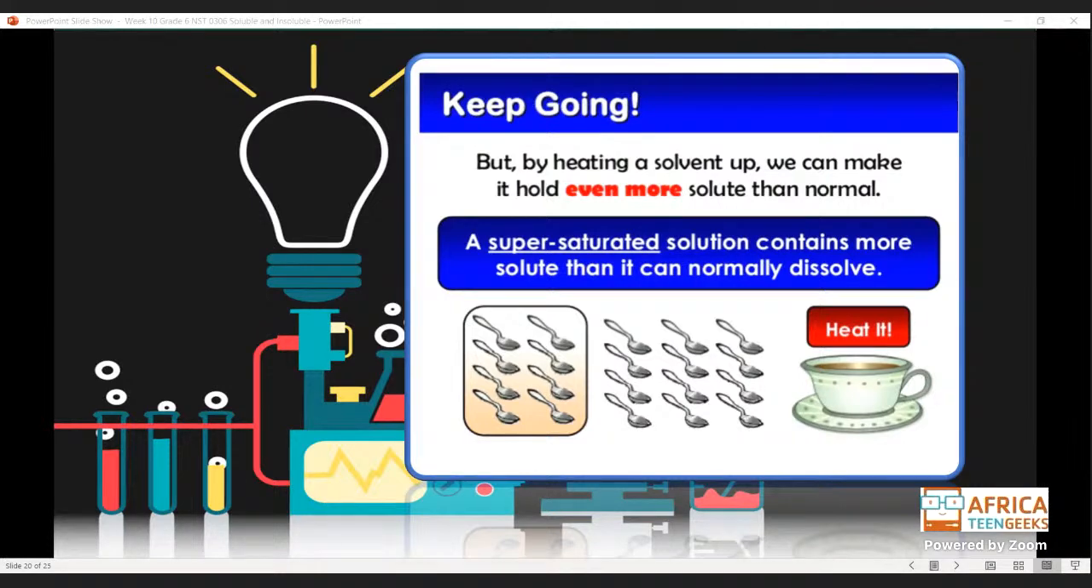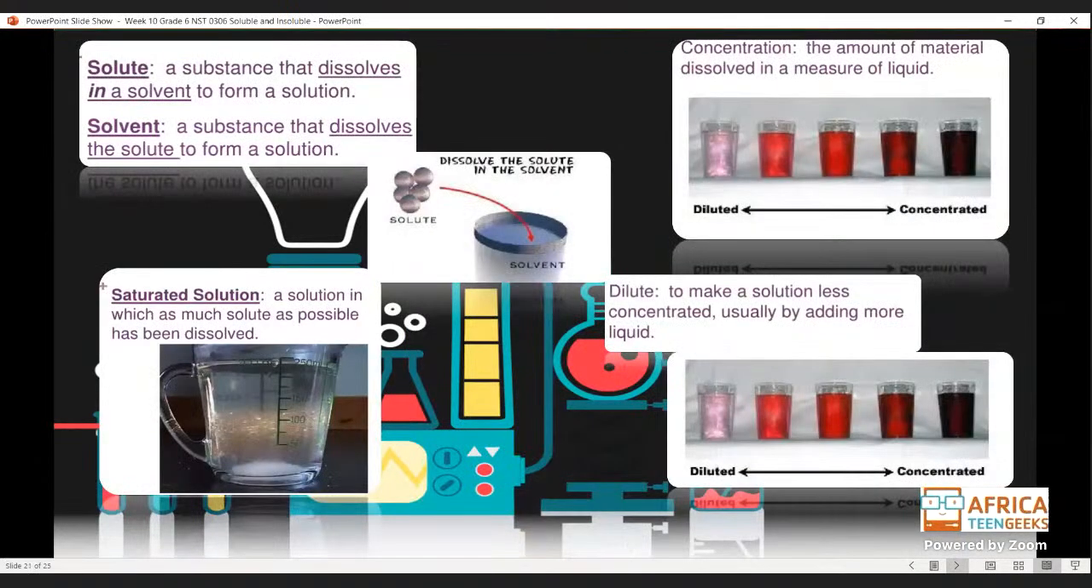So then you can record there, or you can just show your work, if you aren't actually doing a recording. This is the last slide for today that we're going to do. This is some of the definitions, and an example of what a diluted solution looks like and what a concentrated solution looks like. A concentrated solution is the amount of material that you dissolve in a measure of liquid. It will be the same measure of liquid. And a diluted solution is less concentrated because you're adding more liquid.